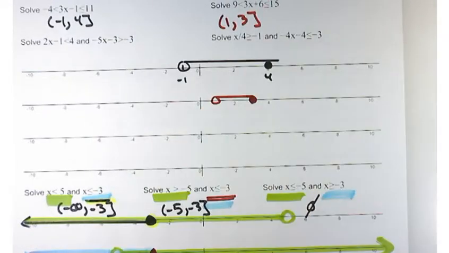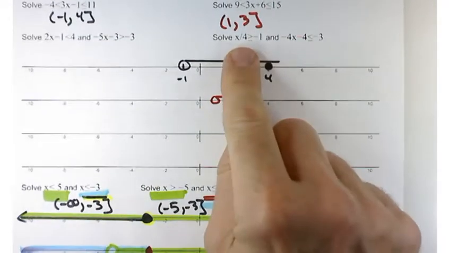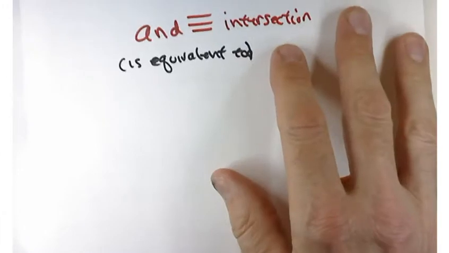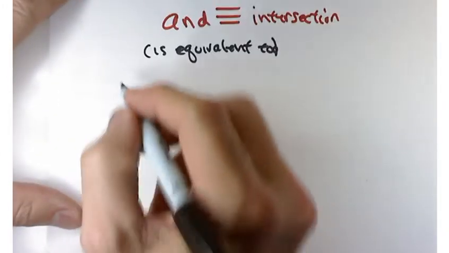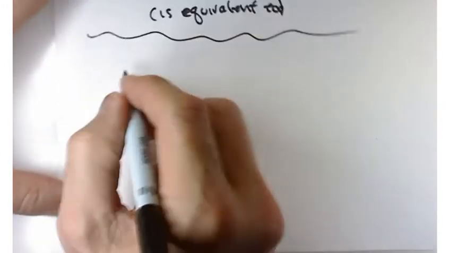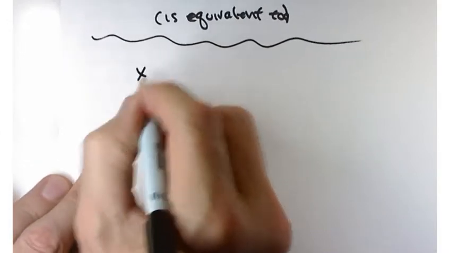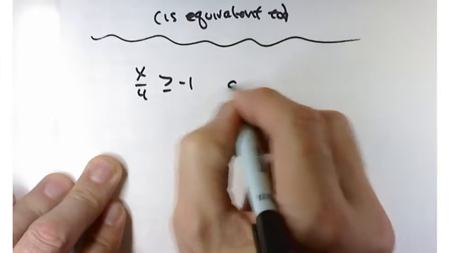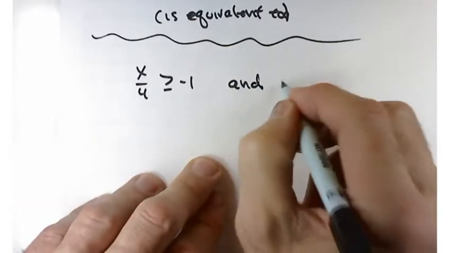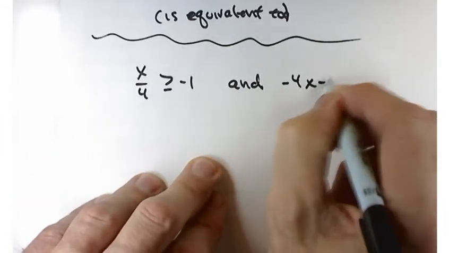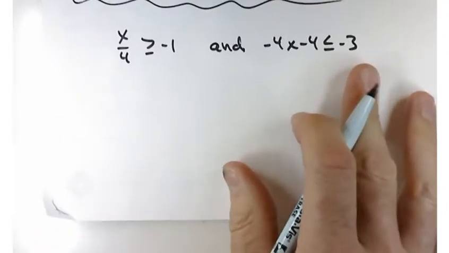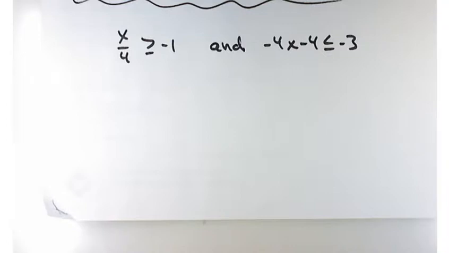And I think I only want to take the time to do this one right here. So let me copy that to one of our pages here. We'll work on it. So we've got x over 4 is greater than or equal to -1, and -4x minus 4 is less than or equal to -3. So we need to solve both of these and see what happens.